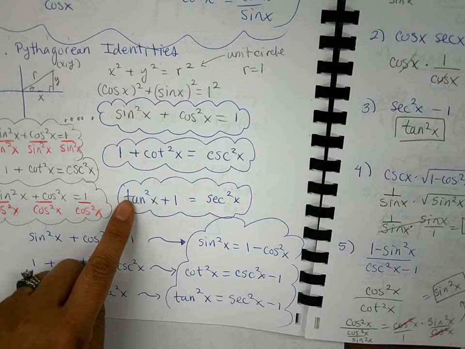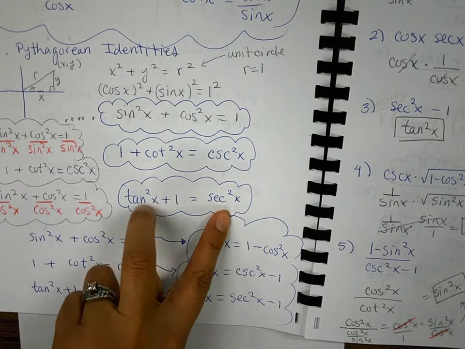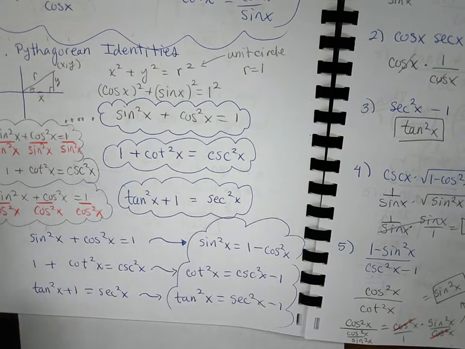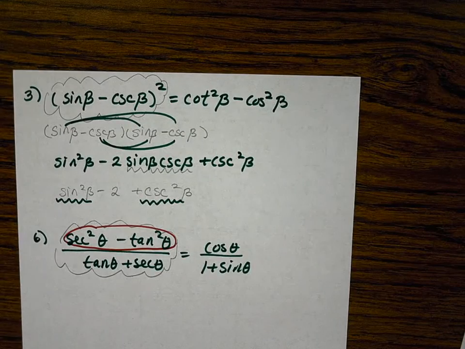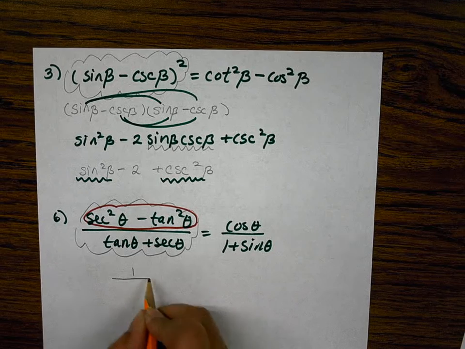Well, the identity, Pythagorean original identity, is tangent squared x plus 1 equals secant squared x. But when I subtract the tangent squared over to the other side, I get secant squared x minus tangent squared x equals 1. So this here is simply 1 over.